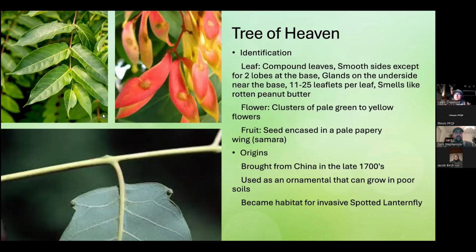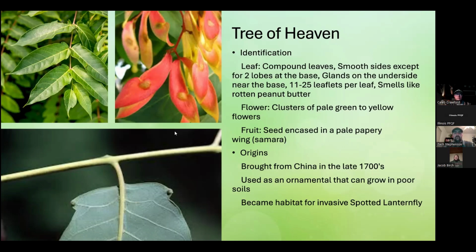There are about 11 to 12 leaflets per leaf, and if you crush the leaf, some people say it smells like peanut butter and chocolate, but I think it smells like rotten peanut butter. It is a nasty smell. The flowers are generally clusters of a pale green that tend to turn yellow. And the fruits, kind of like maples, are samaras. Their seeds are encased in a papery, leathery capsule.